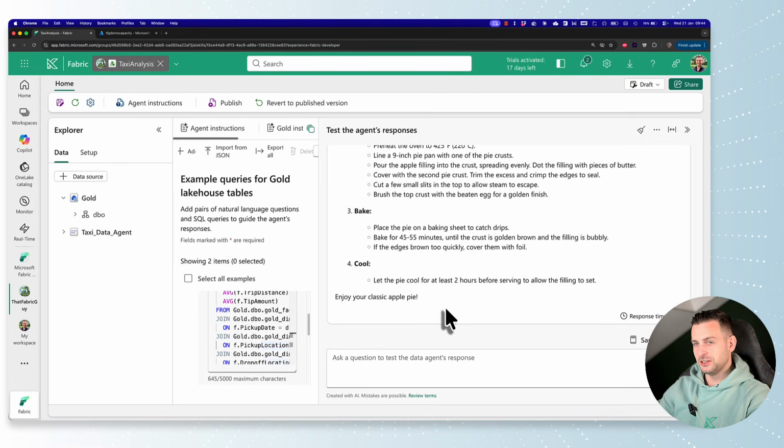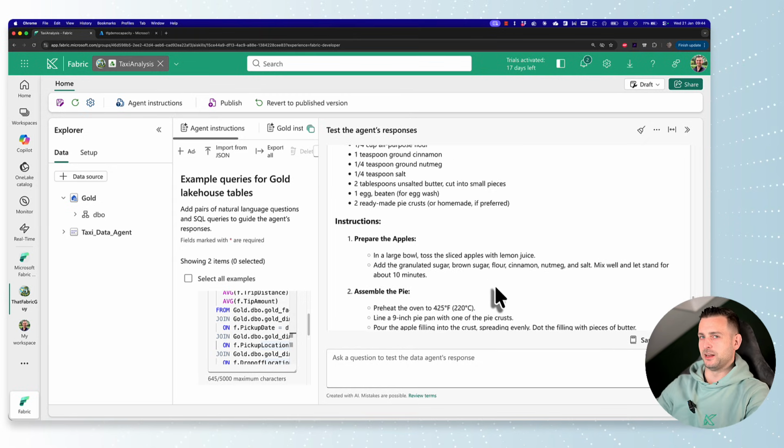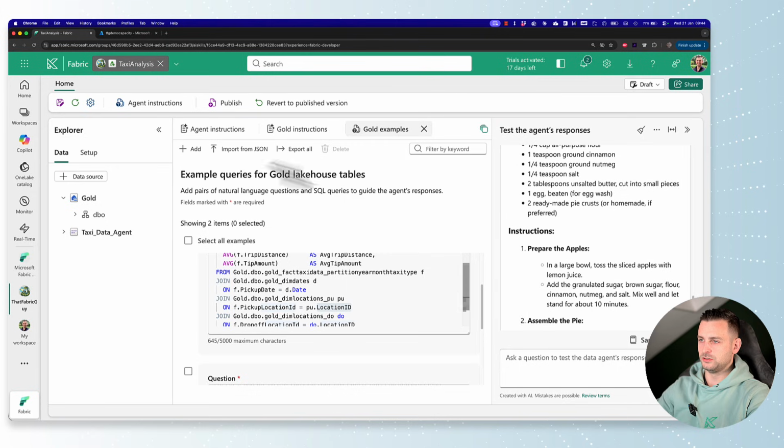So this is actually, I mean, it is expected. The GPT-5 model definitely knows how to bake an apple pie. But now I'm spending this very expensive fabric capacity on apple pie recipes, and that's something I might not want to do. So let's head back over to the agent instructions.